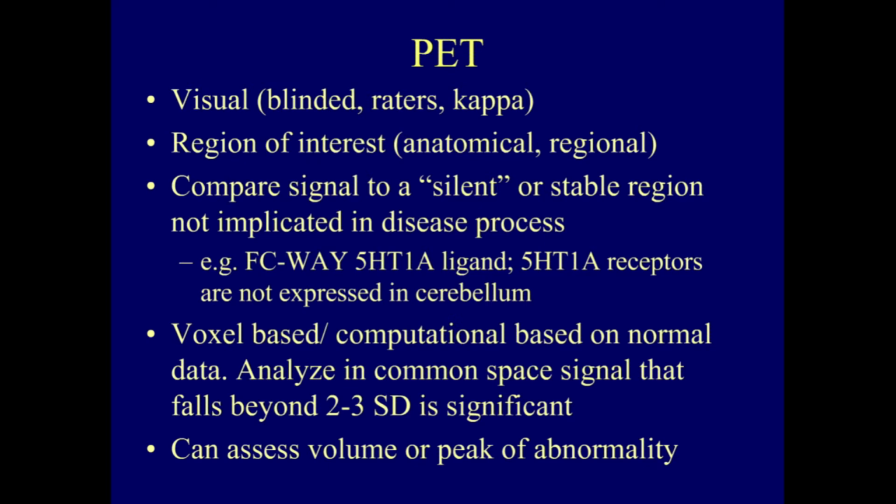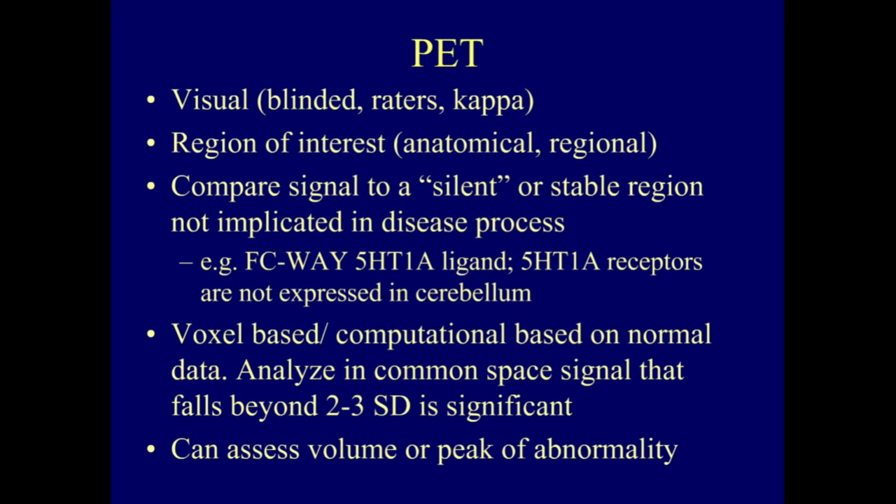One can analyze this qualitatively or quantitatively using a region of interest, as you can for MRI, and sometimes these regions are based off of MRI structures. That can be anatomical or it can be regional. When you have binding studies, you can compare signal to a silent or stable region not implicated in the disease process. So, for example, with FCWAY, which is a 5-HT1A ligand, the 5-HT1A receptors are not expressed in the cerebellum. Others will use, for example, the calcarine cortex, not typically involved, to look at a ratio of signal uptake.